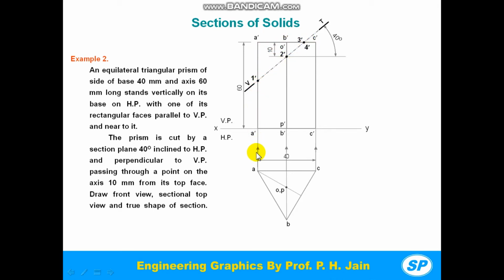Let's project these section points in top view. So we know that 1 dash is on longer edge a dash. So project vertically downward 1 dash point on longer edge a. So mark here section point 1. Similarly, project 2 dash on longer edge BB. Mark here section point 2. Project 3 dash and 4 dash on their corresponding edges. So 3 is on top side BC and 4 is on top side AC. So these are the section points in top view.